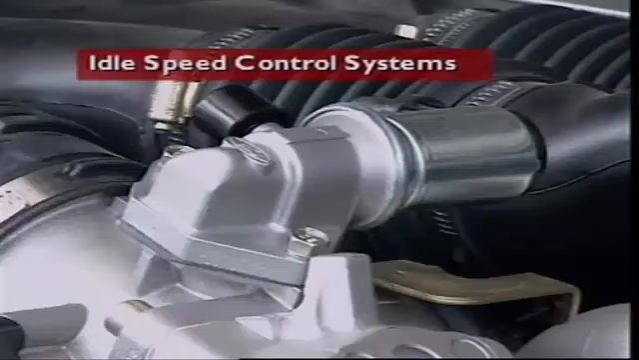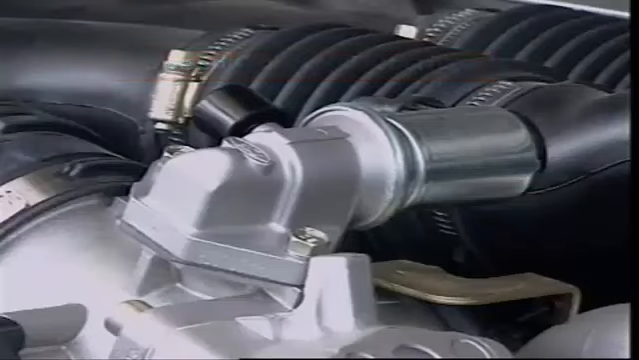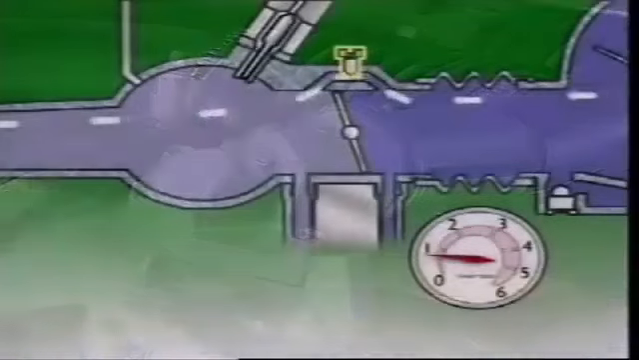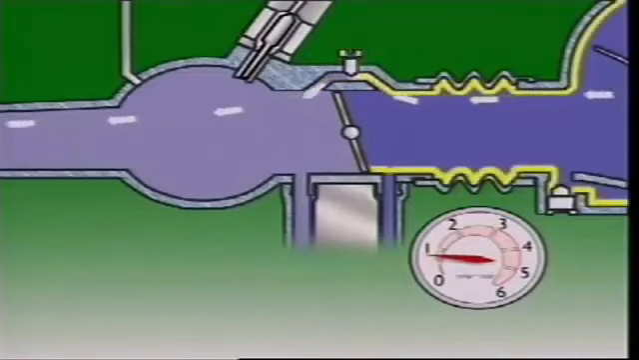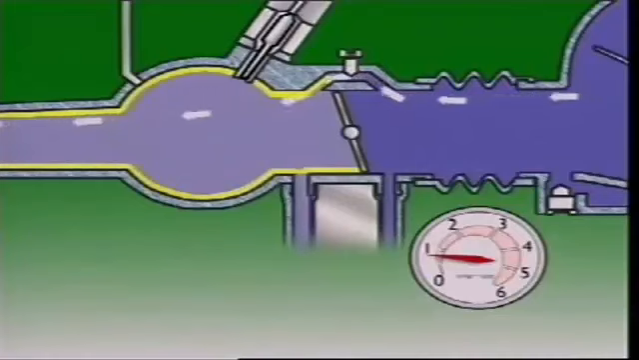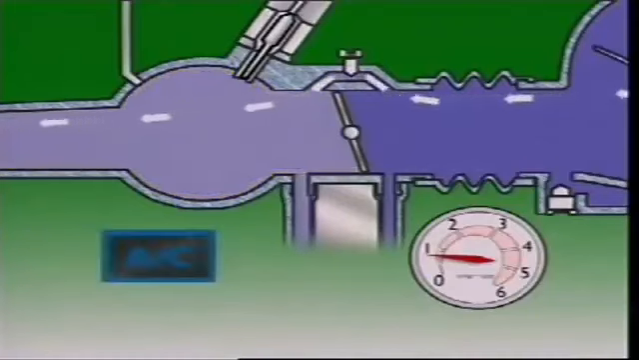This section examines idle speed control systems. Base engine idle speed may be set by adjusting a screw on the throttle body. This sets how much air flows through a bypass passage from the intake air side to the manifold side of the throttle body.